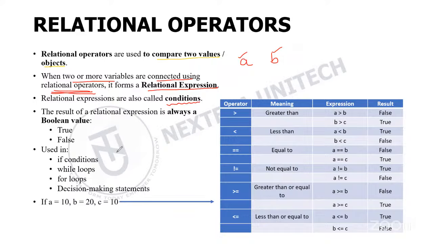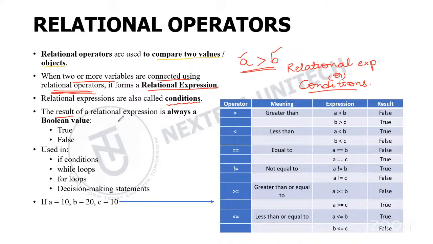Some types of relational operators are greater than, less than, equals to, not equals to, greater than or equals to, and less than or equals to. So when I perform a greater than b, this will be a relational expression, or this is also called a condition. We are checking a condition here, right? Whether a is greater than b or not. That's called a condition.